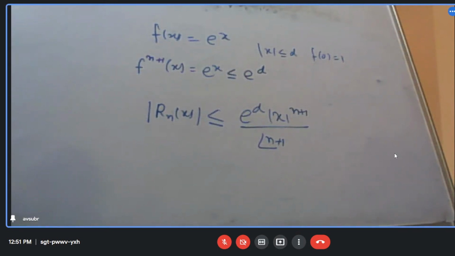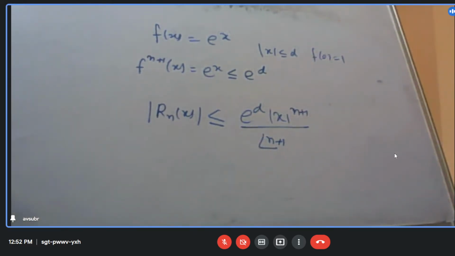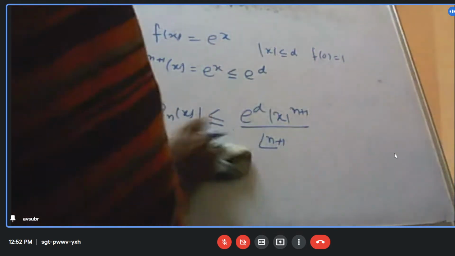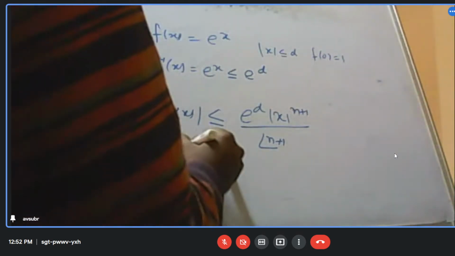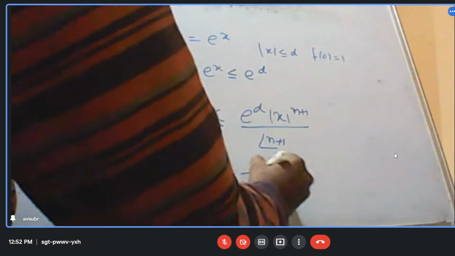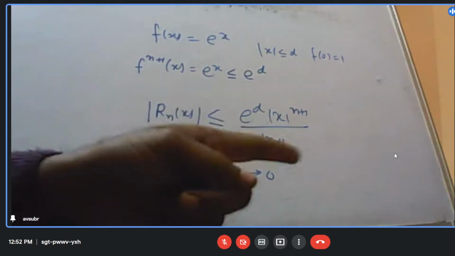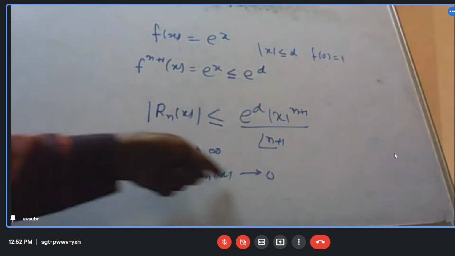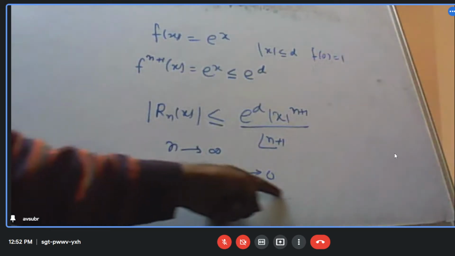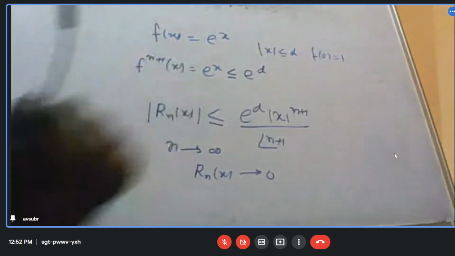Clear or not? All right. So now ideally, when n goes to infinity, Rn goes to 0. Is it or not? The more and more terms we add, this goes towards 0. As more and more terms are added in the series, this is getting smaller and smaller.